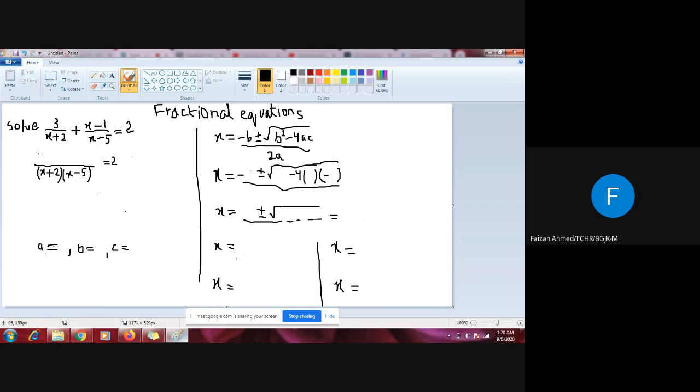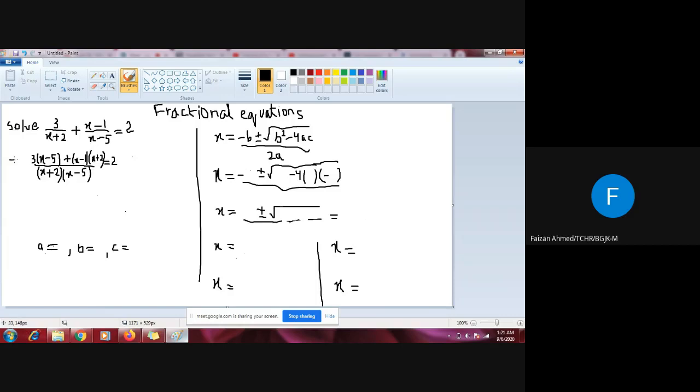Just like the trick of cross multiply, I will multiply 3 with x minus 5, and I will put a positive sign, and then I have two brackets to multiply. The first one is x minus 1, and the second one will be x plus 2. Since this is x minus 5, the x minus 5 will be cancelled out, so the remaining will be x plus 2. So I will have to multiply x minus 1 with x plus 2.